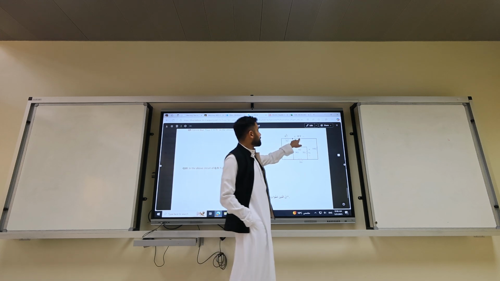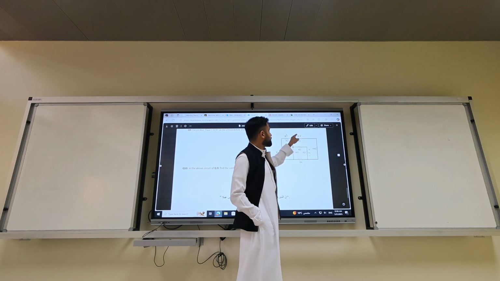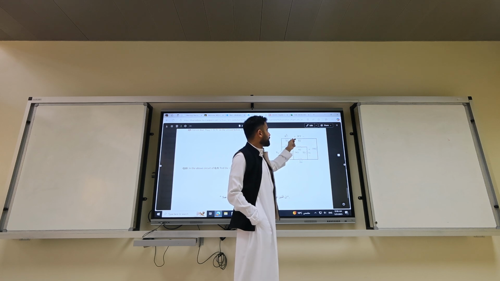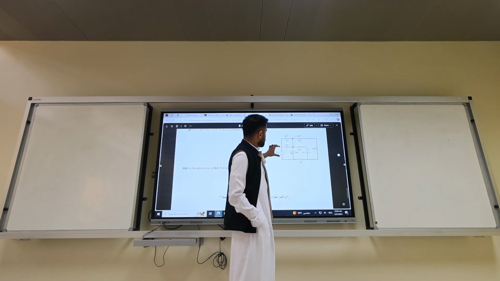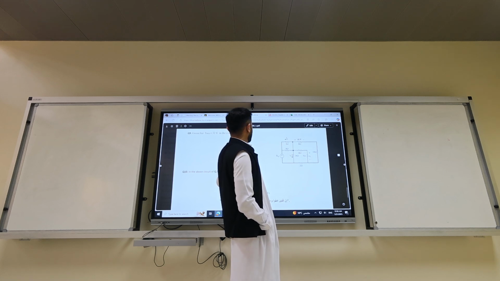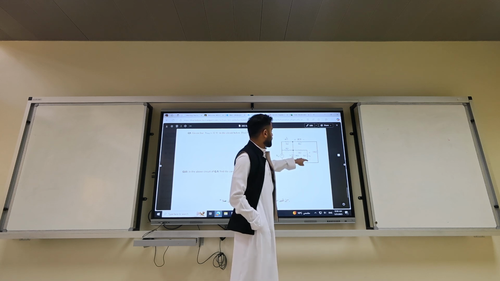If you know this is 32 volt, this is 8 amp, the current here is 32 over 8. Then you can know the voltage here, which is going to be 32 over 8, the current, multiplied by 10. If you know the voltage here, you know the voltage here. You want to know V2, so you can calculate V2 using a KVL.